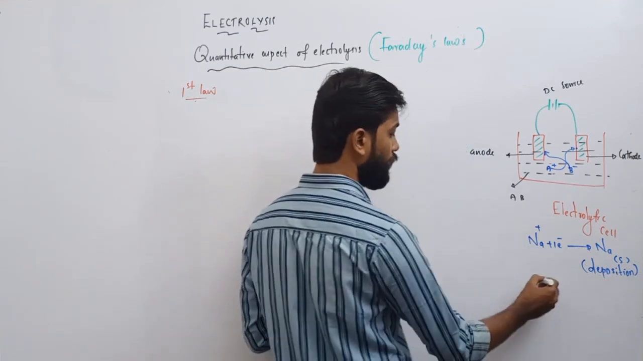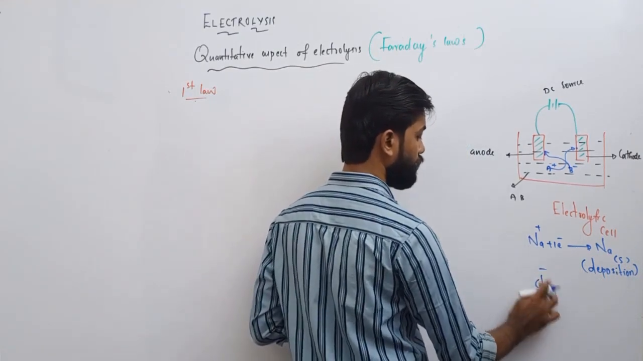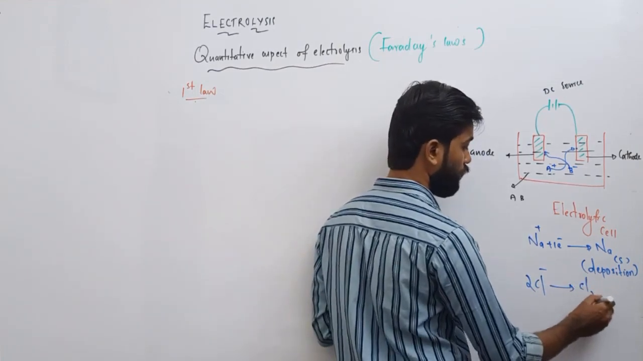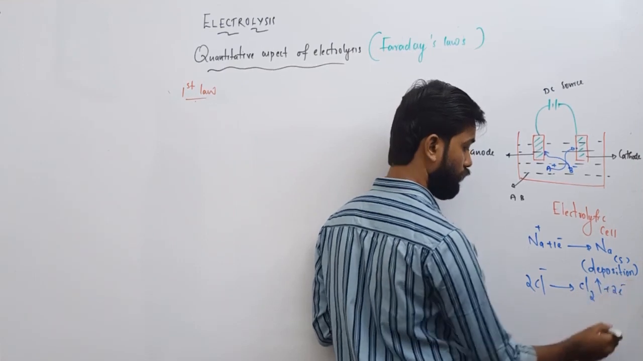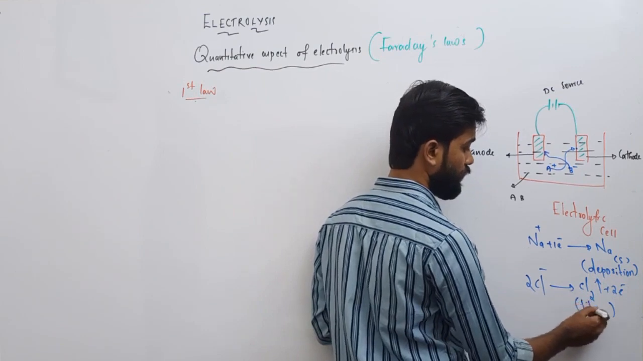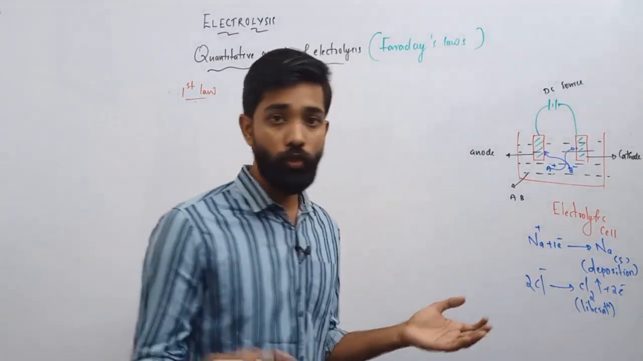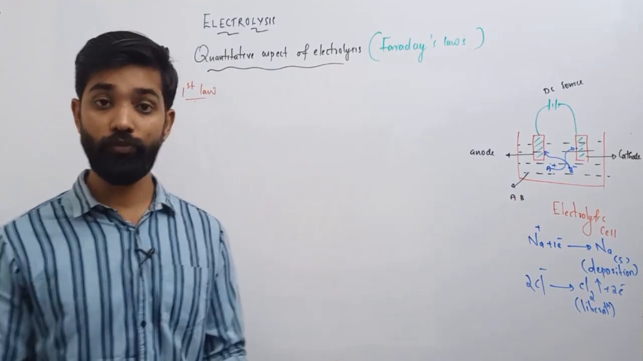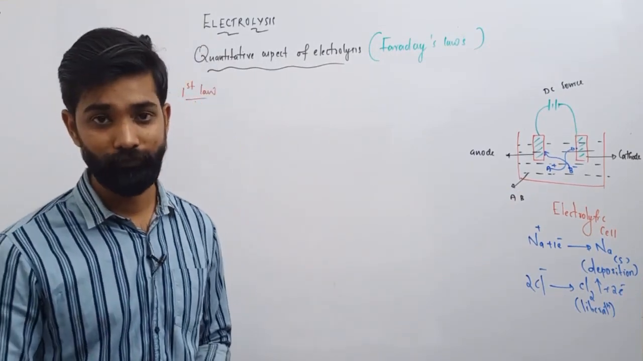Deposition. Similarly, let me discharge the Cl minus, chloride ion, to chlorine gas through oxidation. If the discharged particle is a gas, then ions are discharged on that electrode. The liberation is used for the discharging of gas, and deposition is used for the discharging of solid. Ready?